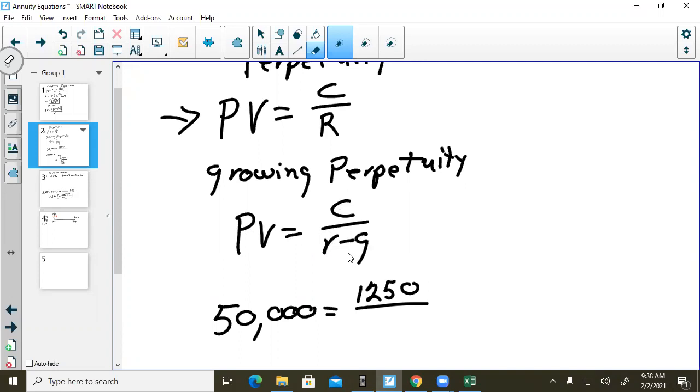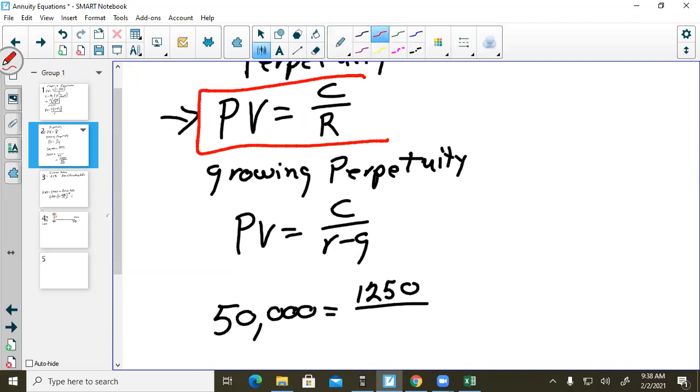Now, if you notice, if the growth rate is 0, we are back to our initial equation of a regular perpetuity. And we'll come back to this equation when we get into stocks and preferred stocks and things like that. We'll come back to this in a little bit, in a couple of chapters. Okay. So let's talk about perpetuities real quick.